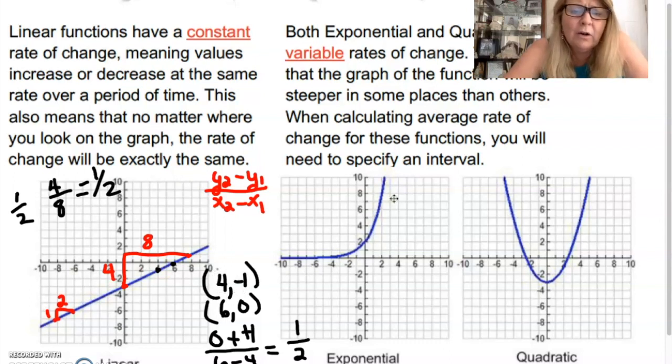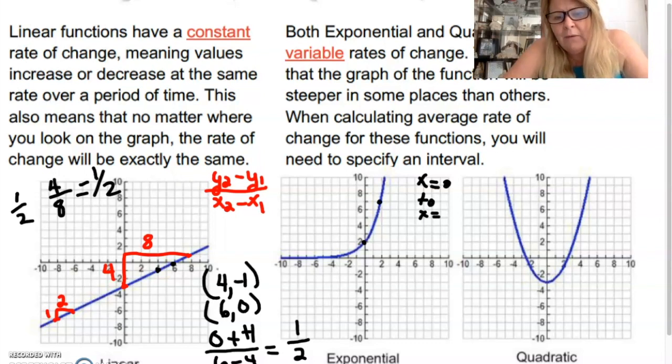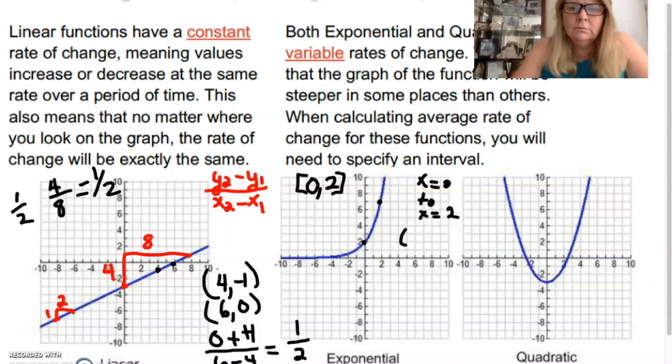So let's go over here to our exponential. We're going to find an interval, and we can choose any interval we want. We're going to go from where x is equal to 0, which is here, to where x is equal to 2. We're going to use interval notation, which looks like this: 0 to 2. So what that means is from x is equal to 0 to x is equal to 2. That is not the ordered pair. That is not the point that I'm talking about right here.